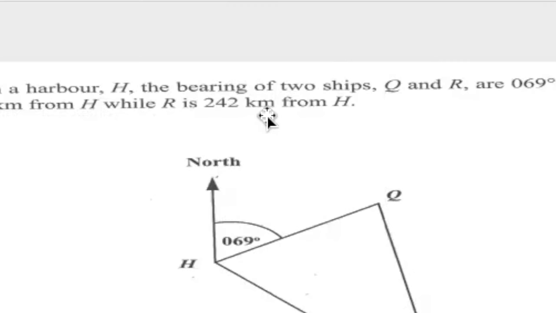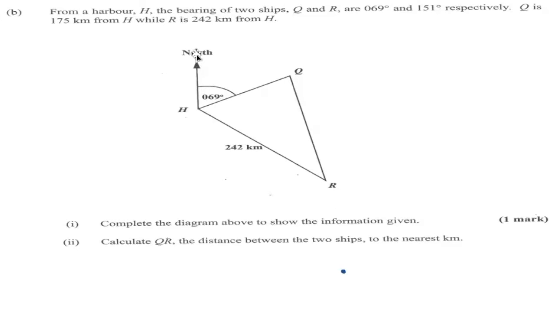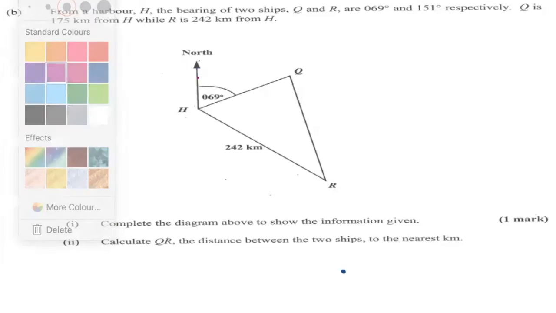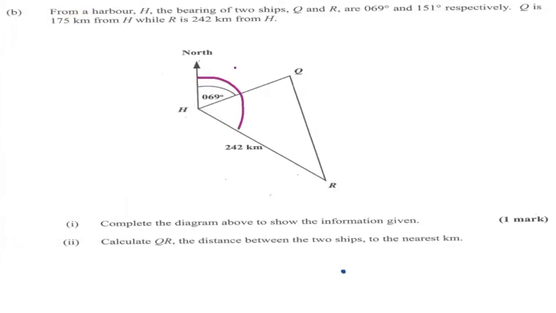Now, based on this, I can see the bearings is 069, measured from the North Pole to the line HQ. That is 69. So all of this between the North Pole and this line is 069. Now 151 degrees, from the North Pole to this line, shows the bearing that the ship traveled from Harbor H to R.